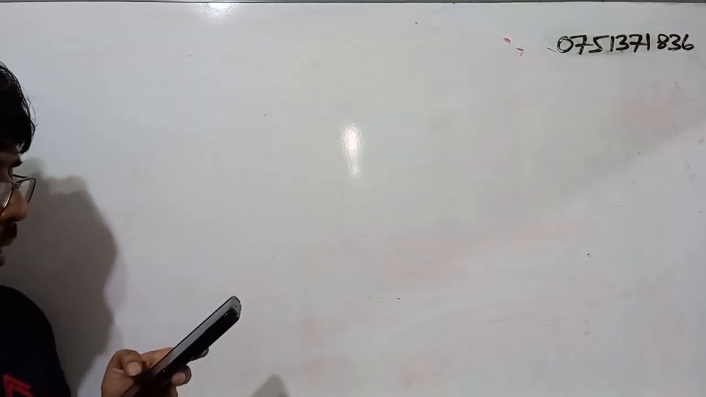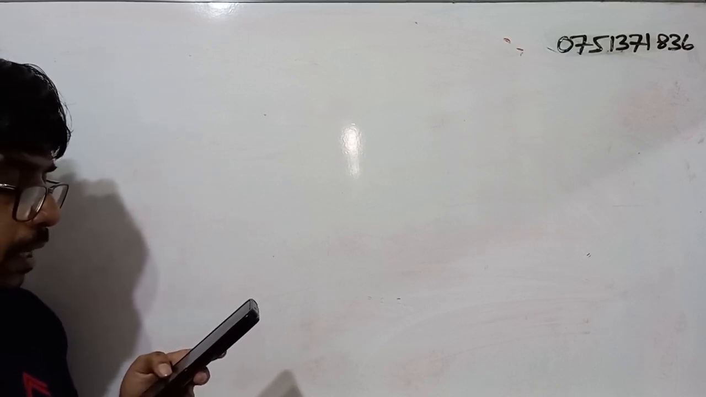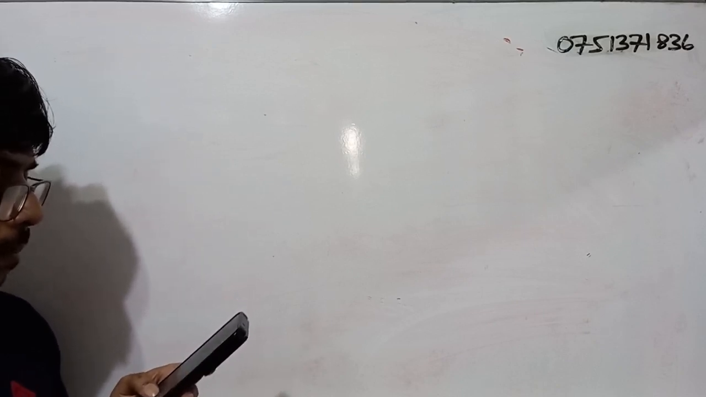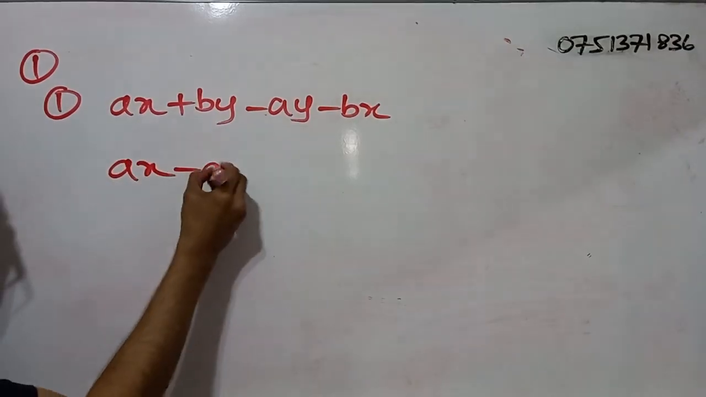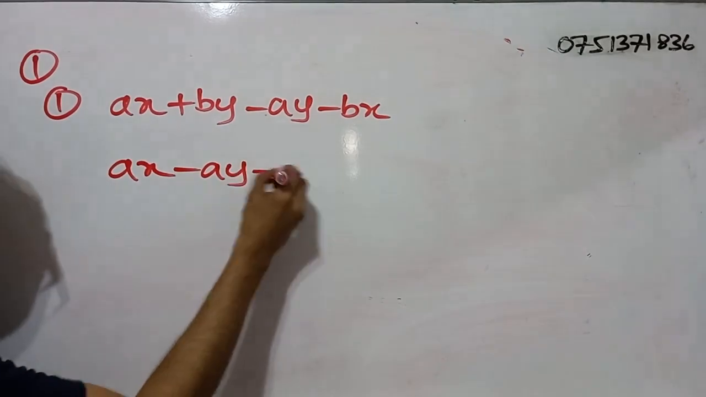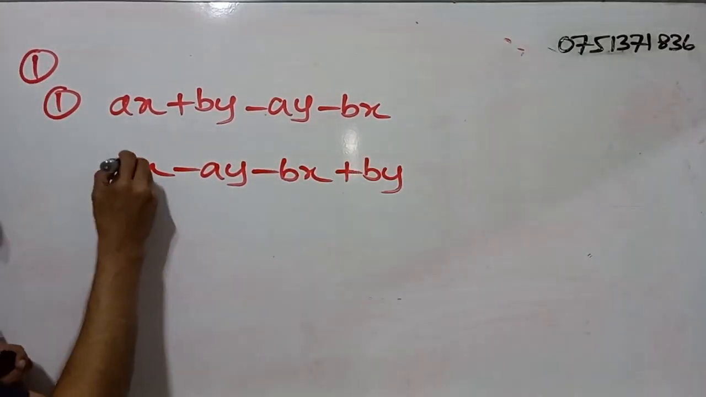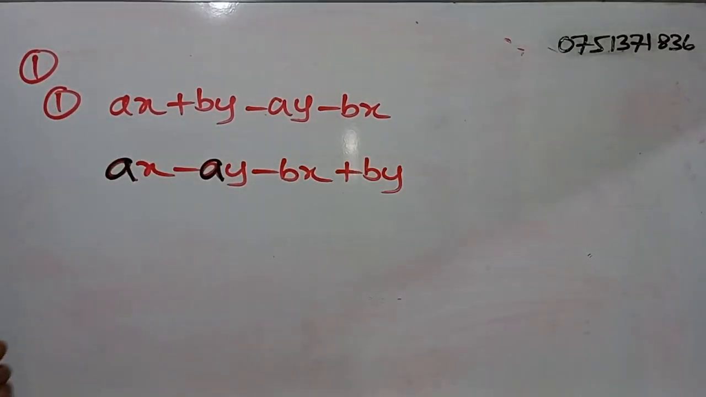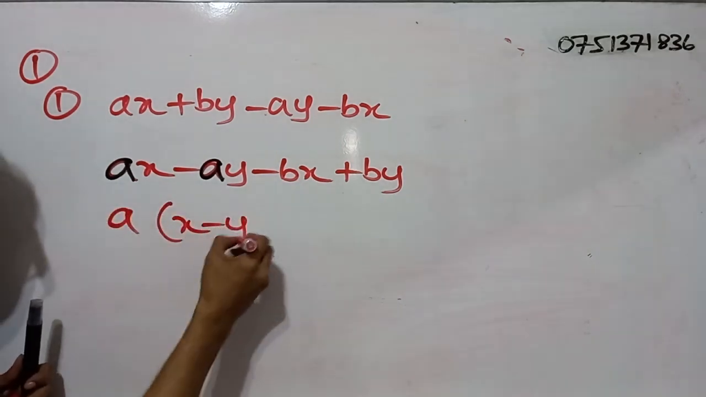Okay, miscellaneous questions. Under that, question number 1. Factorize the following algebraic expressions by changing the order in which the terms appear as required. Right. ax minus ay minus bx plus by. Here we have a, here also we have a. So what's the common factor? A. What goes inside? X minus y.